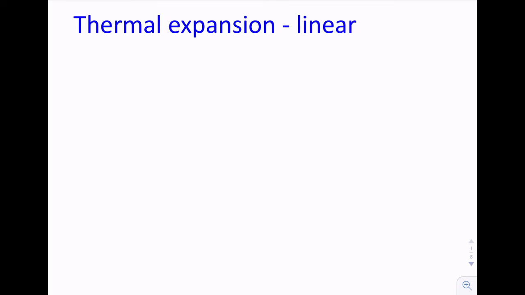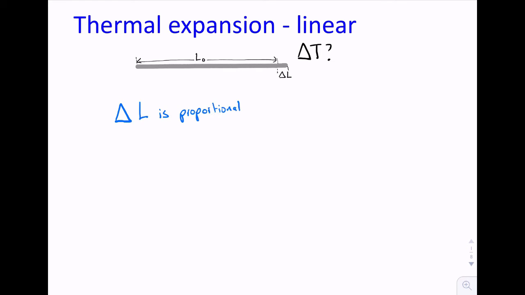Thermal expansion, linear. Let's take a metal bar and think about what happens when we change its temperature. What will the change in length, delta L, be proportional to? We would expect a greater change if we had a greater change in temperature. So we can say that delta L would also be proportional to the change in temperature, delta T. Well, if we took a longer bar, we would expect a greater change. So we can say that delta L will be proportional to L naught, the initial length.